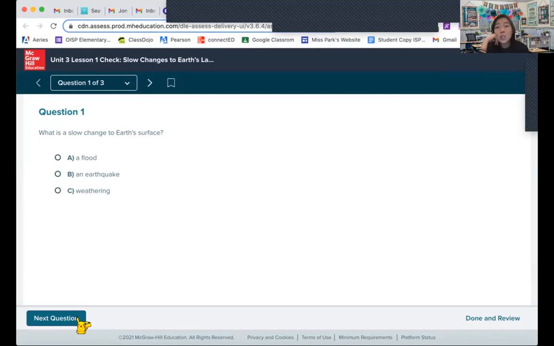So what is a slow change to Earth's surface? Can anyone unmute and tell me? Which of them would make a slow change? A flood, an earthquake, or weathering? Which one would make a slow change? Weathering. Very good, weathering. A flood would be a fast change.